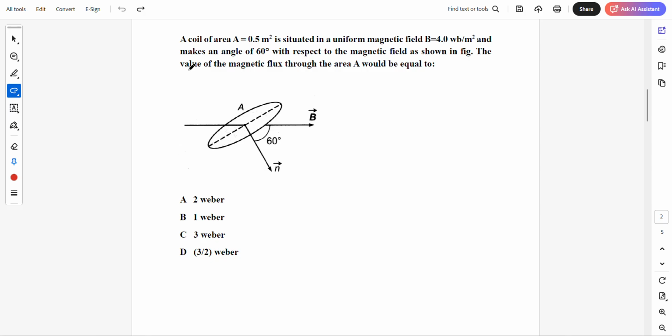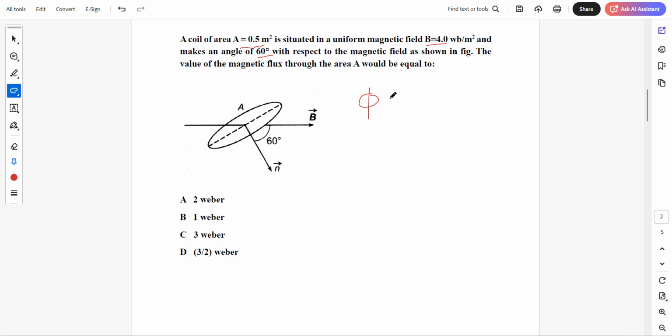Let us see the very first problem. What it is saying: a coil of area, they have given the area, is situated in a uniform magnetic field B, and makes an angle of theta degree. Theta degree is with respect to what? B and A. That is very, very important.